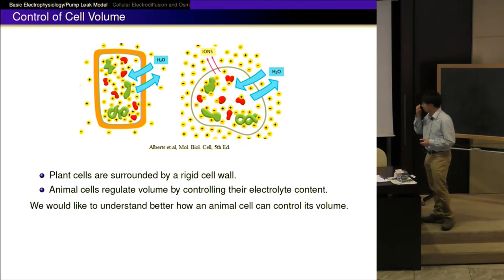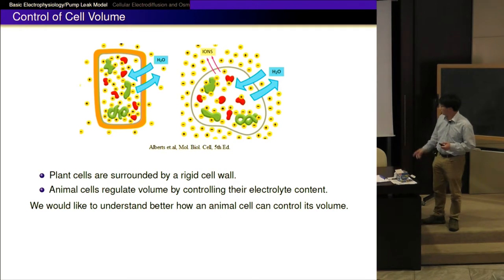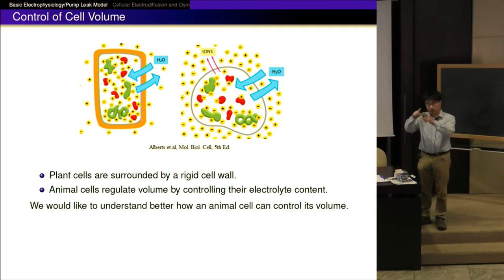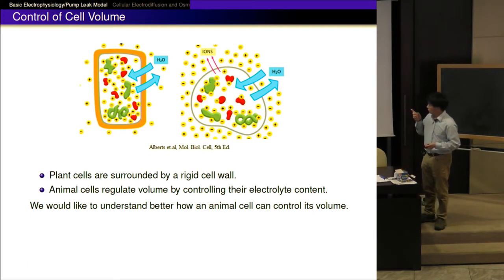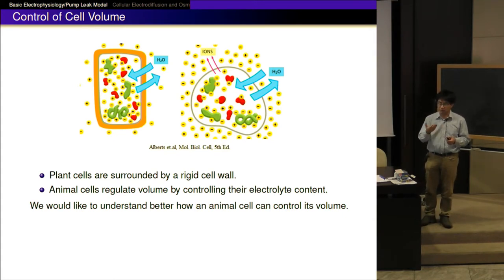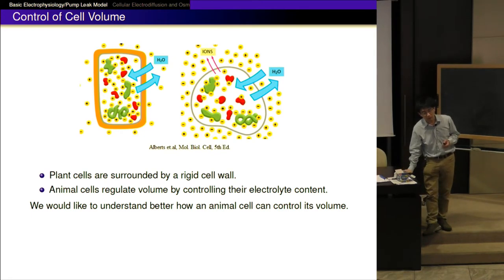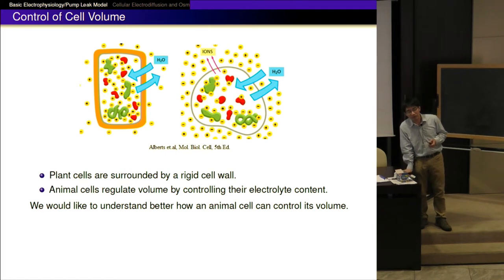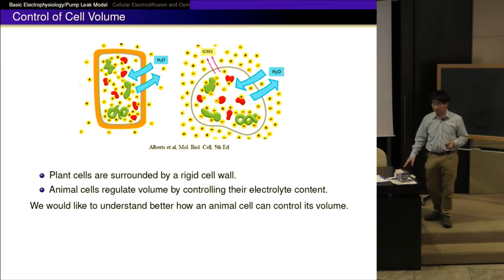So the strategy depends on who you are. If you are a plant cell, then what you do is you build a cell wall around yourself, and then you don't burst anymore. Now, if you are an animal cell, if you build a cell wall around yourself, you can't move anymore. Yes? The plant cells, they don't have this difference in concentration? Yes, they do. They still do, but they have this cell wall.